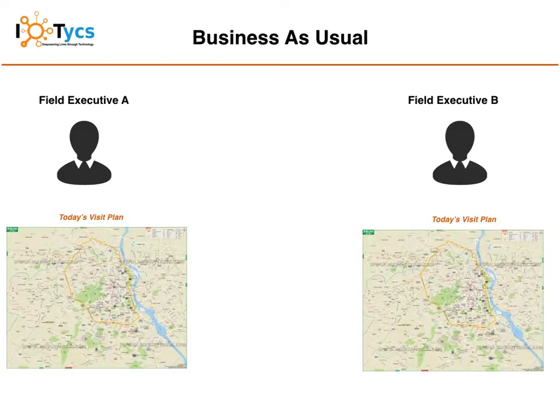At the start of the day, the field force manager shares the plan of customer visits with the field executives. In this case, there are two field executives, A and B. Field executive A has to attend customers A, B, C, D, and E, whereas field executive B has to attend customers F, G, H, I, and J.